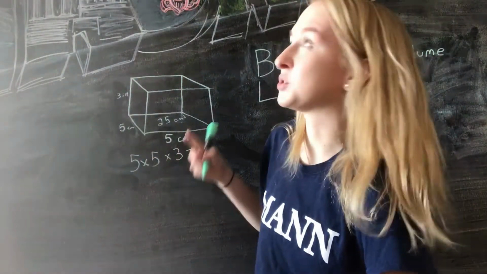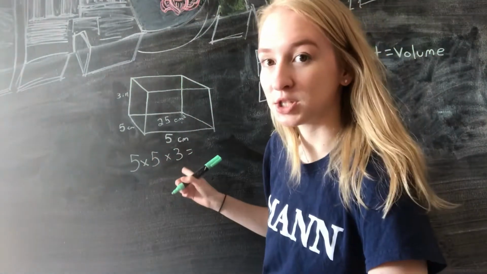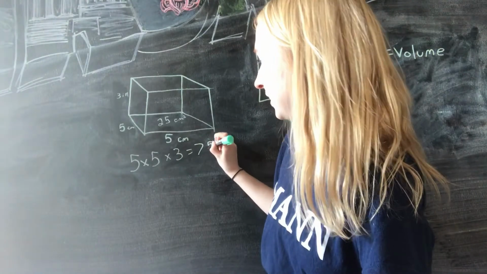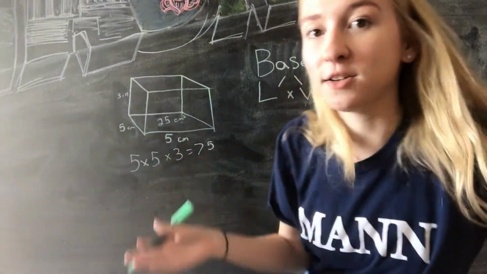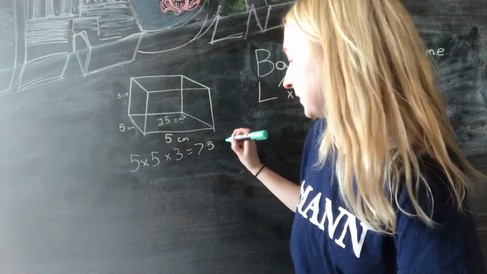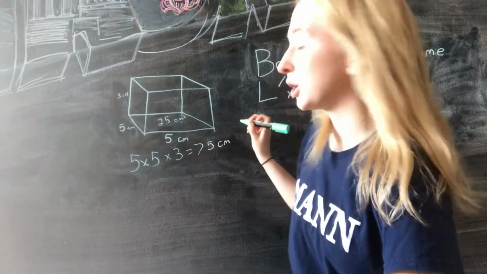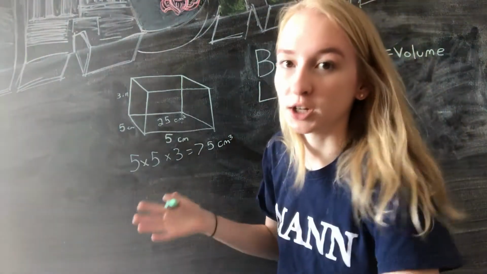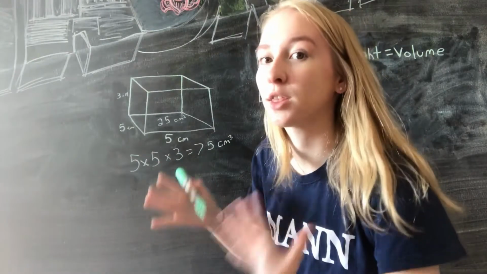5 times 5 is 25. 25 times 3 is 75. And that means that the final answer for the volume of this is 75 centimeters cubed, or to the third power, because there's 3 numbers, 3 dimensions.